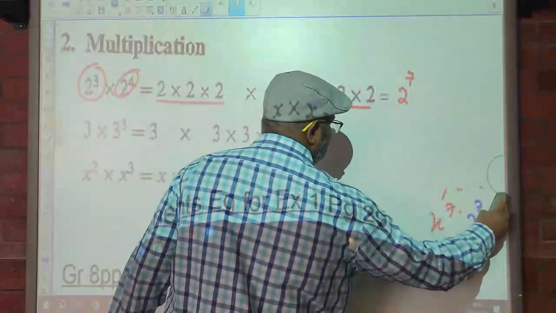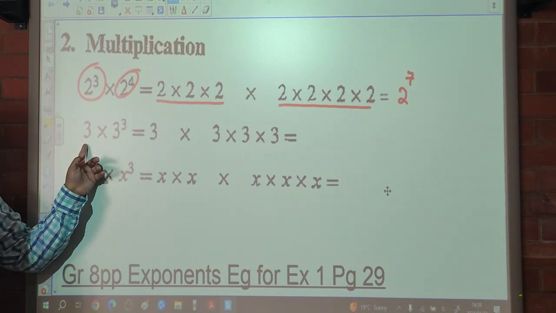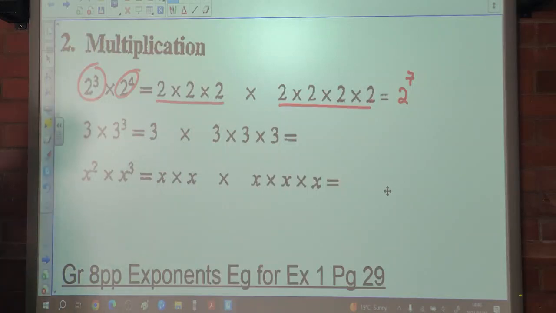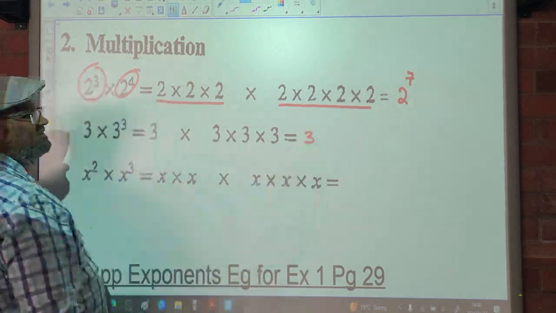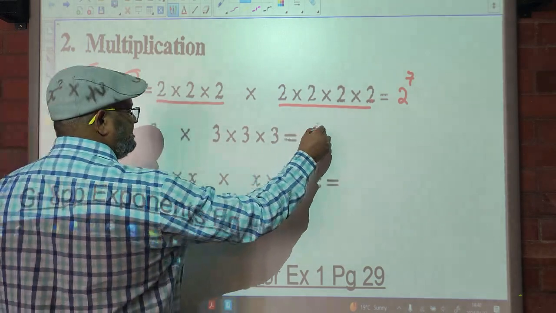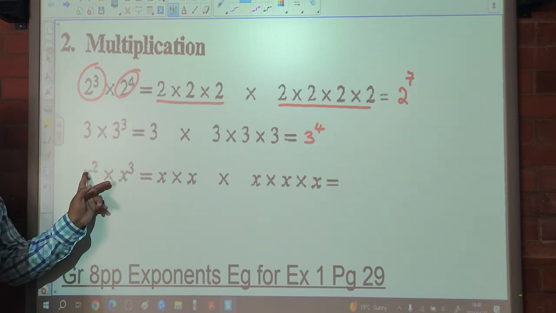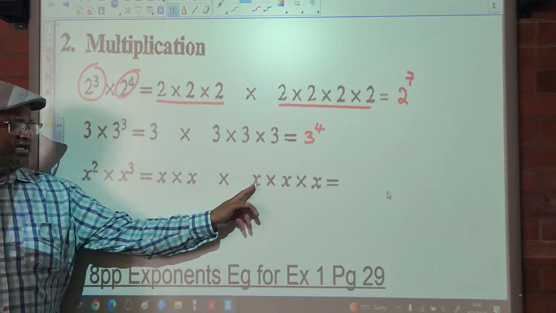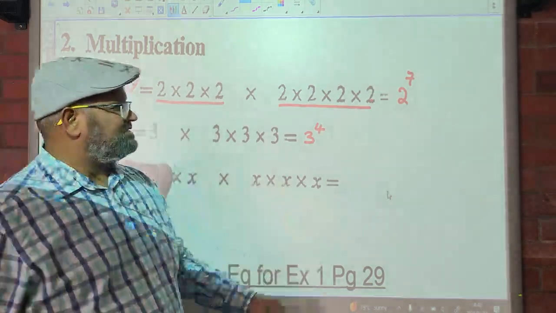Let's look at the next one. Here we got 3. So how many 3's are here? 1. Times 3 cubed. How many 3's are here? 3. So 3 times 3 times 3 times 3. How many 3's are you multiplying? 4. Let's look here. X squared times x cubed. How many x's are here? 2. X times x. How many x's are here? 3. So it's x times x times x. So what is x times x times x times x times x?